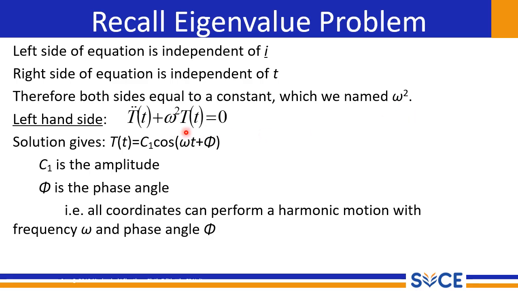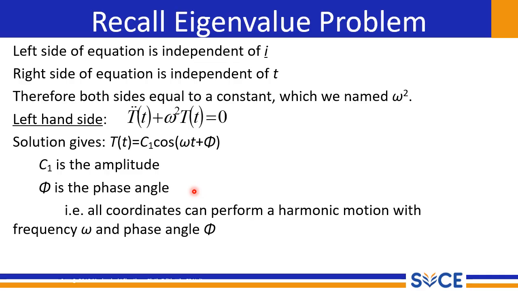This is a well-known equation that describes simple harmonic motion. The general solution to this equation is given as C1 cos of omega t plus phi, where C1 is the amplitude of the oscillation and phi is the phase angle. That is, these two constants C1 and phi are determined by the initial conditions of the system.